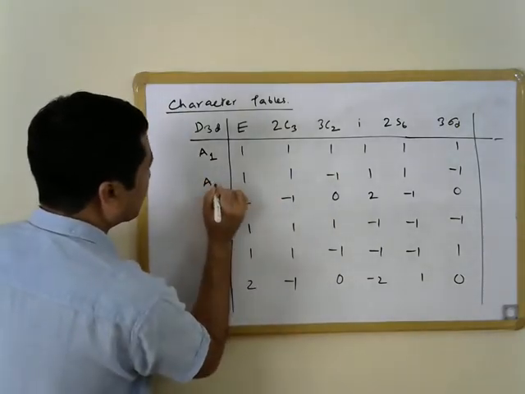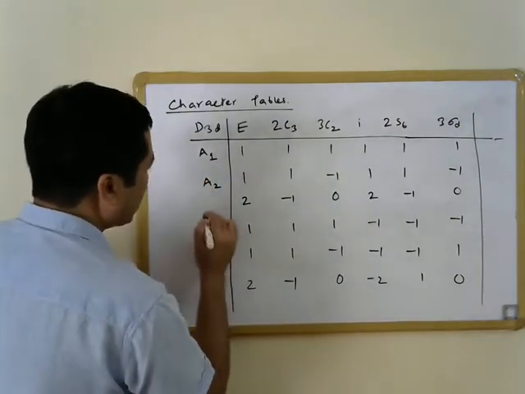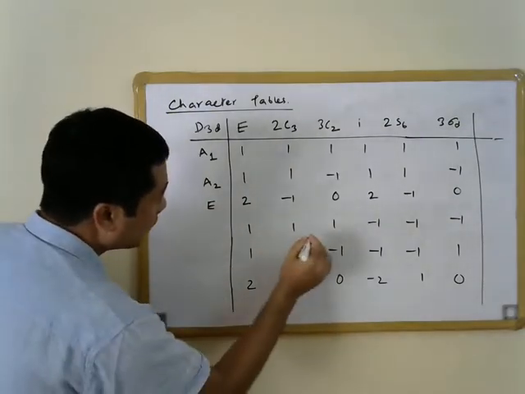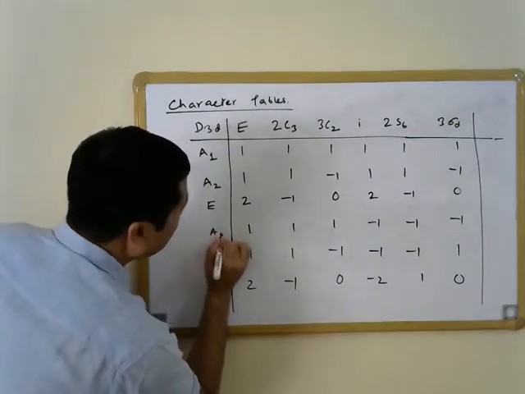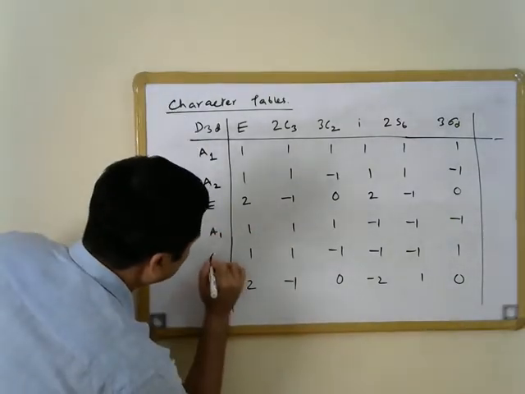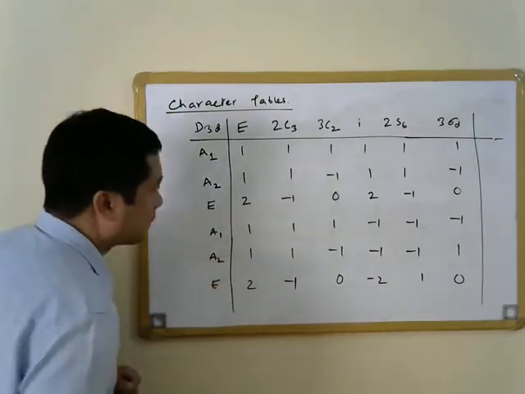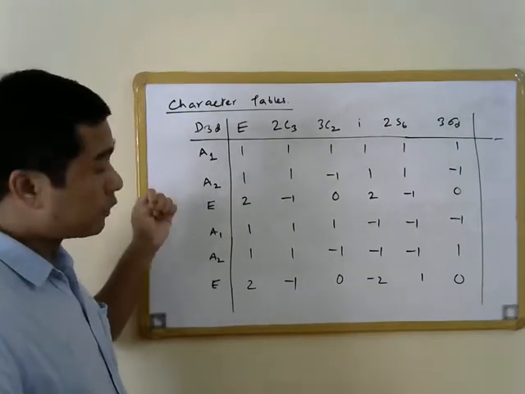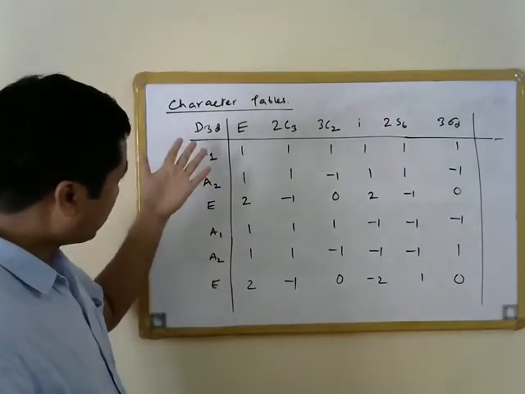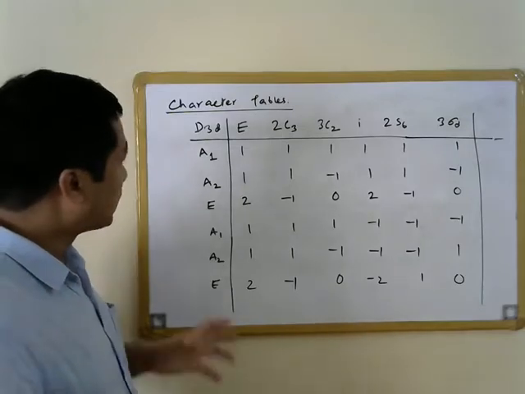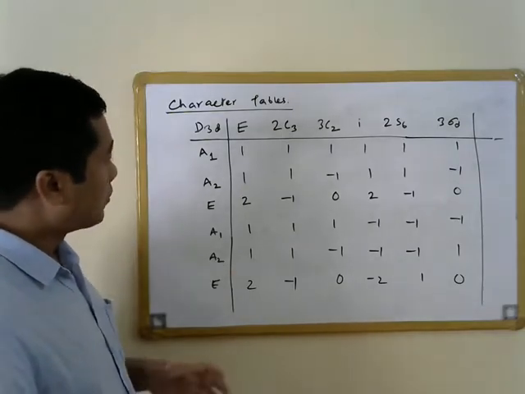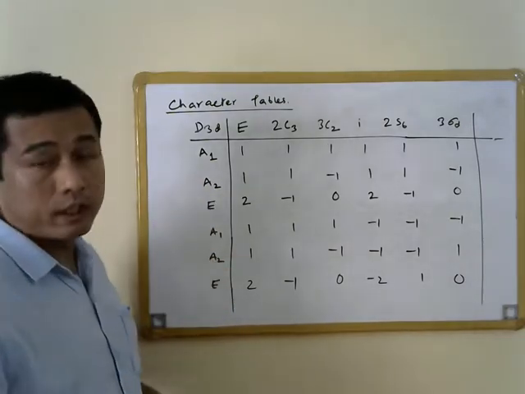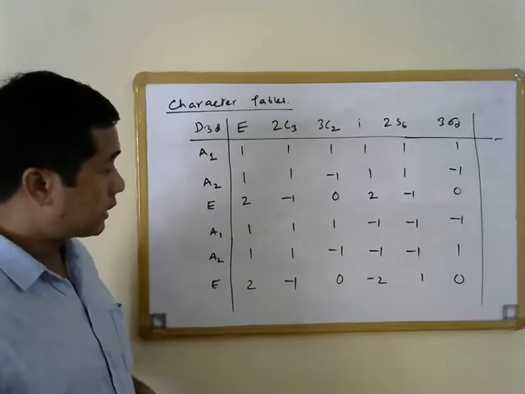Second one is going to be A2, you can see, and the third representation is a two-dimensional representation, so we write E. The fourth one is again A1 representation. This is A2 representation, and this is E representation. Again, what we see is that we have duplicate symbols for the irreducible representations, and we need to augment the symbols to distinguish individual irreducible representations in this case as well.